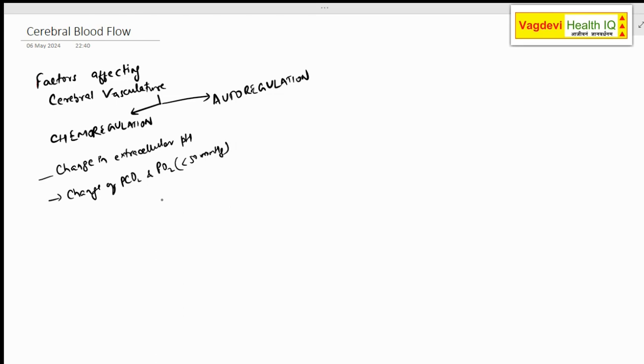Autoregulation. What is autoregulation? If you define it, it is a change in pressure that results in a compensatory change in the vessel caliber. Okay, so any change in cerebral perfusion pressure results in compensatory change in vessel caliber.